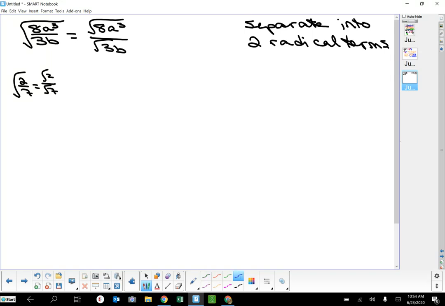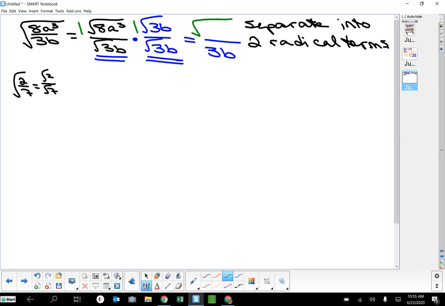All right, so this guy that we're focusing on is the one with the variables. So I'm going to multiply by rad 3b over rad 3b. And a rad 3b times a rad 3b equals 3b. And then on top, I don't have anything outside, right? No coefficients. So I'm going to get a radical 24a cubed b. And then, just like you normally would, reduce if possible.